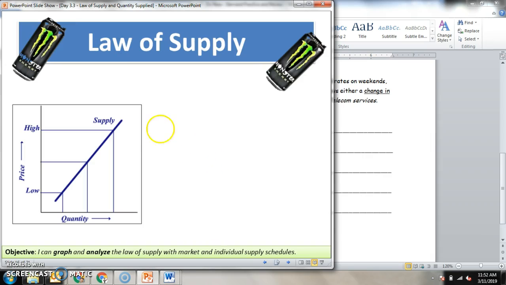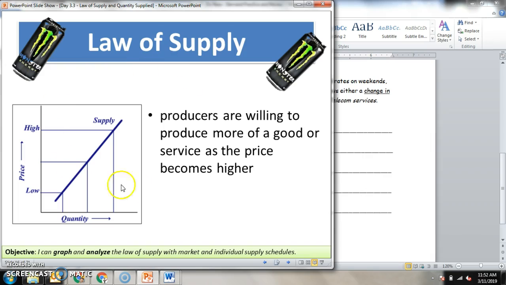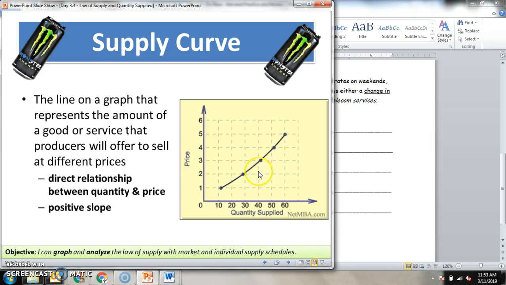And so using that data, we can identify the law of supply. This is our definition. Producers, sellers are willing to produce or make more of a good or service as the price becomes higher. Why? Because of the profit motive. And so we're going to see a positively sloped curve. And that supply curve is a line on the graph that represents the amount of a good or service that producers will offer to sell at different prices. And so there's a direct relationship between quantity and price, and it's going to create a positive slope, not a negative slope like we had with demand.